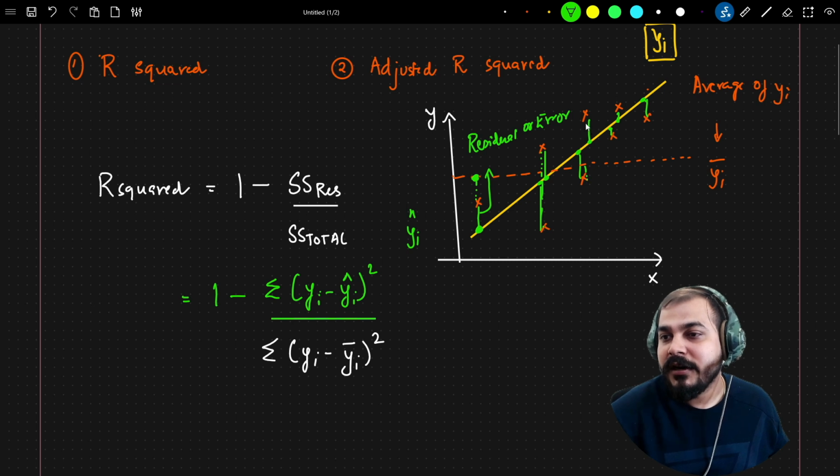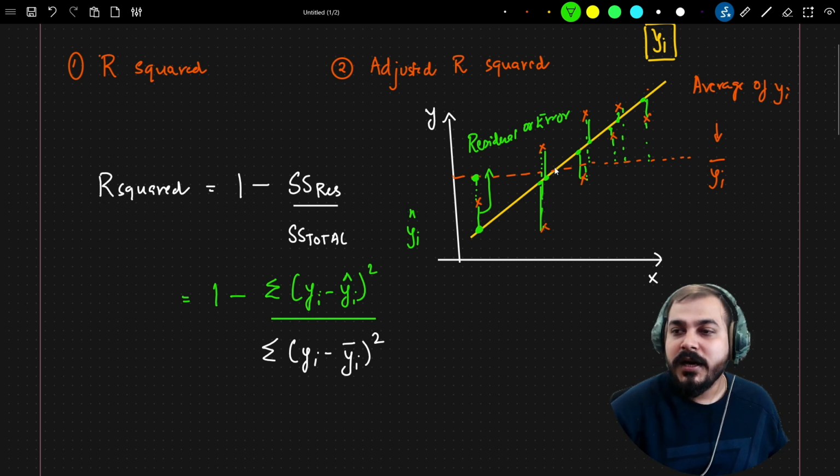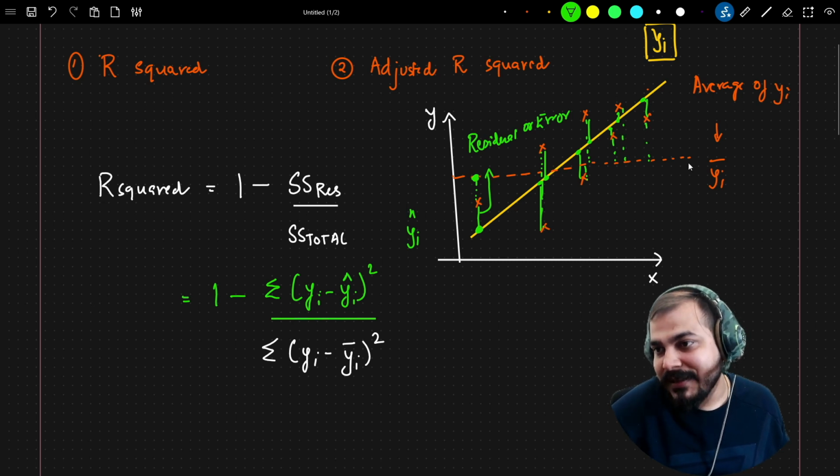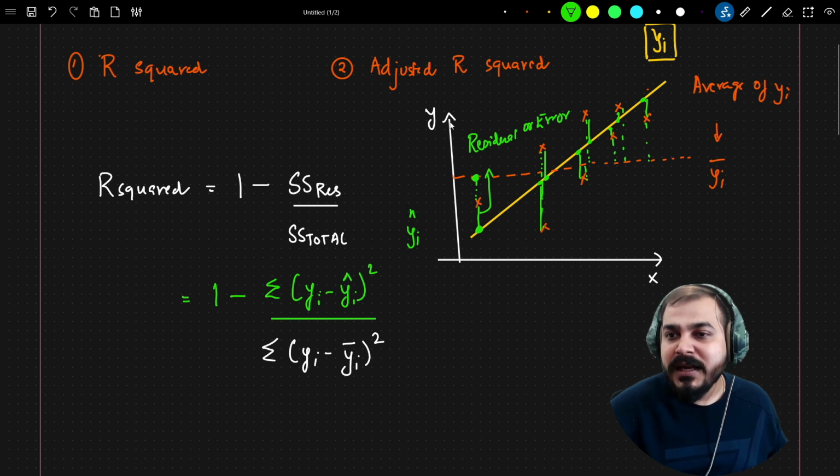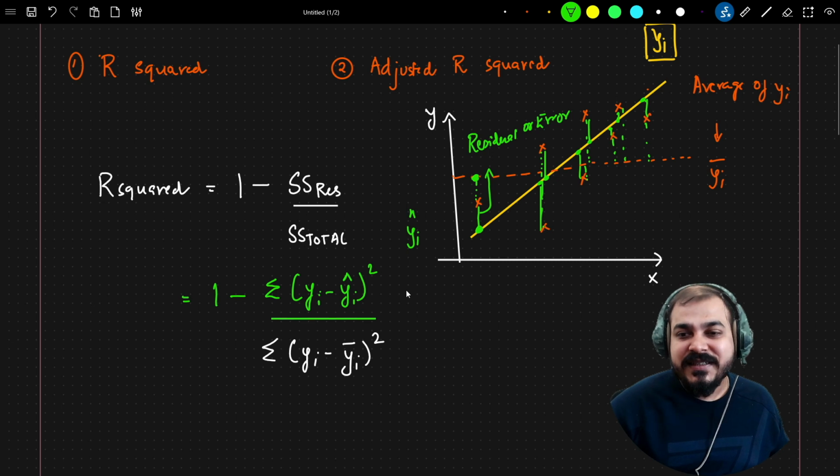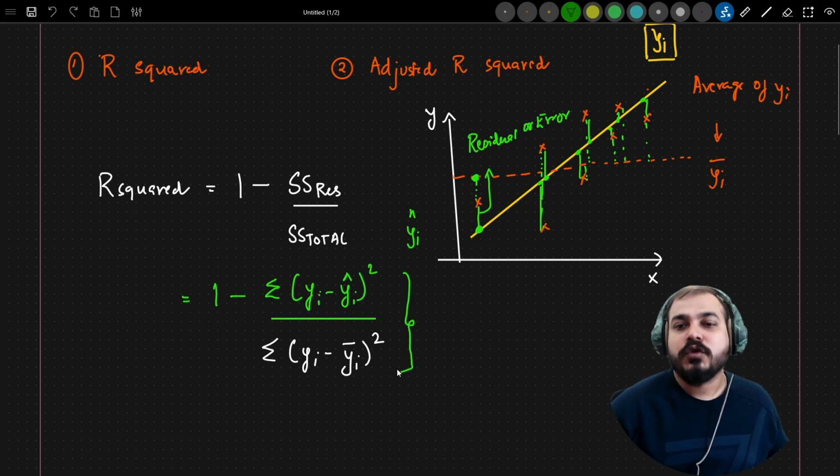Similarly, here to here, I'll calculate the difference. Here to here, I'll calculate the difference. Here to here and here to here, okay? So this orange line that you see is basically the mean of all the y of i points. So this basically will be giving my R squared value.